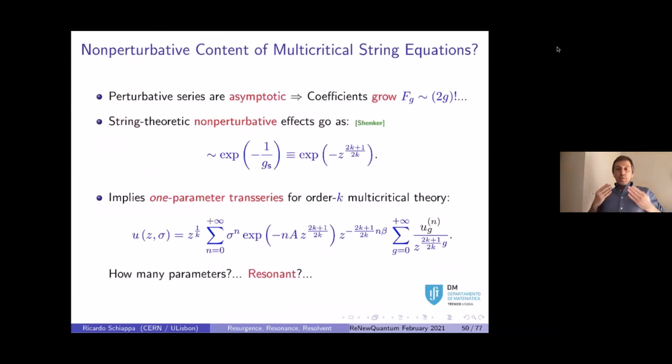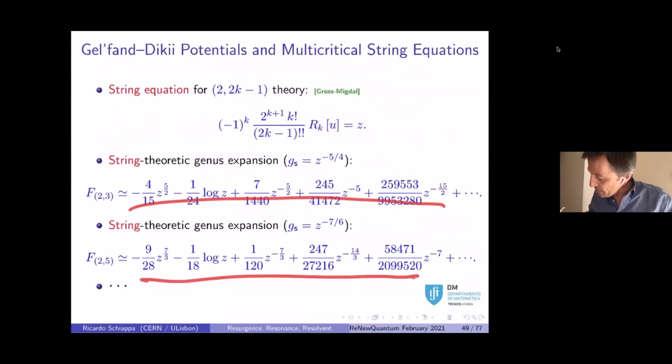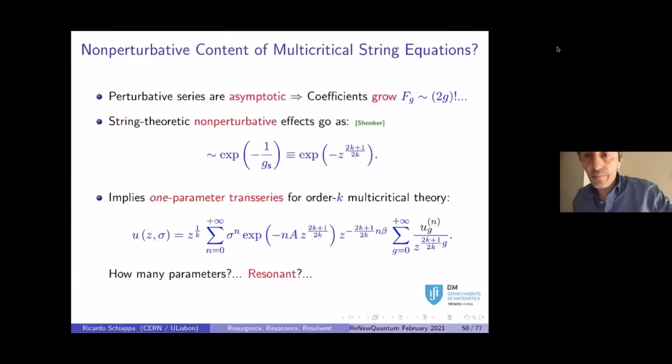All right. So, let me just say one more thing. This, of course, is just perturbative expansions. I'm sorry, I didn't want to scratch the numbers. These are just perturbative expansions that grow (2g)! factorially fast. So the question that we have next, in fact, it's written here, is: what is the non-perturbative content of all these multicritical string equations?